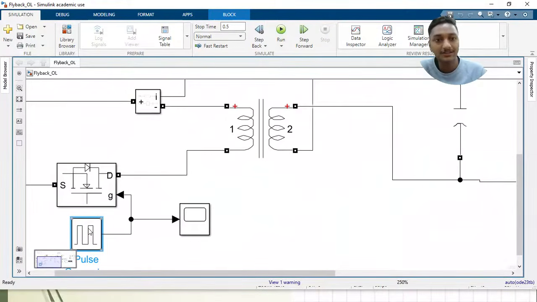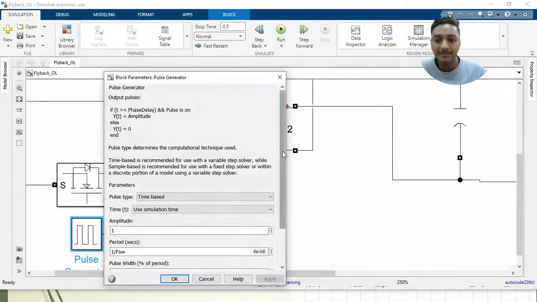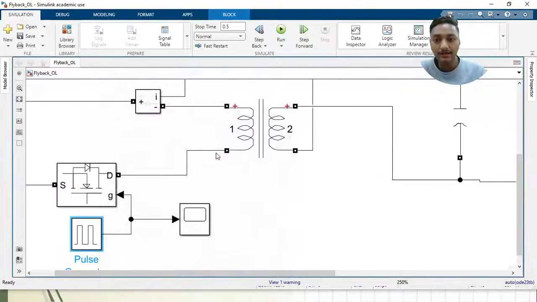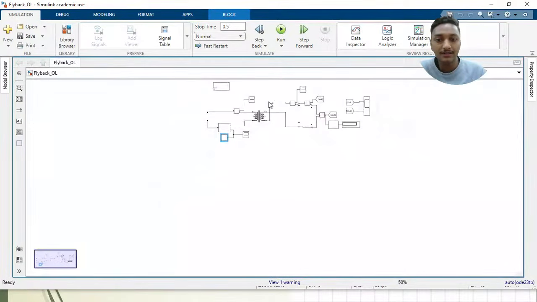You know how to take the pulse generator block, and inside this I just have to mention some parameters like amplitude is 1, the switching frequency I have mentioned, and whatever duty we calculate. I told you that 37.24 is the duty I required for my turns ratio of N2 by N1 equal to 4 is to 1. So this thing I have done. Now the important thing is how I connected.